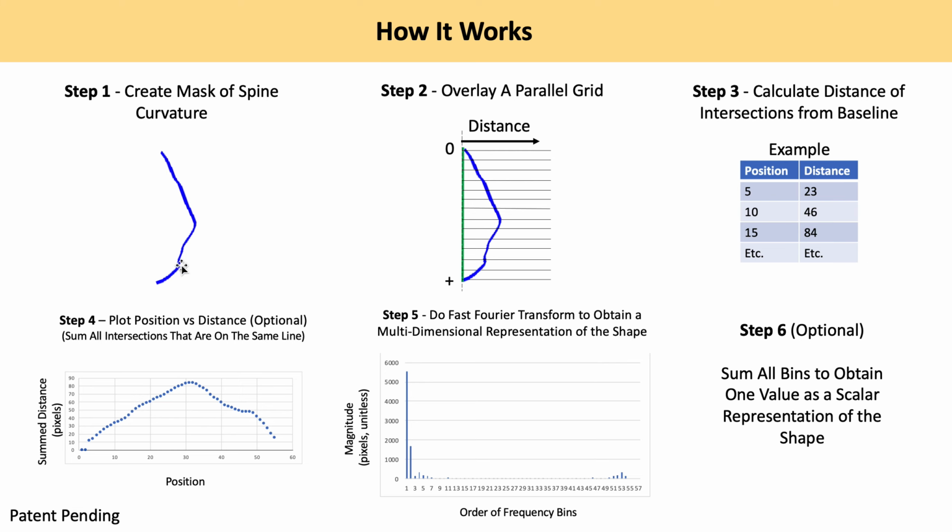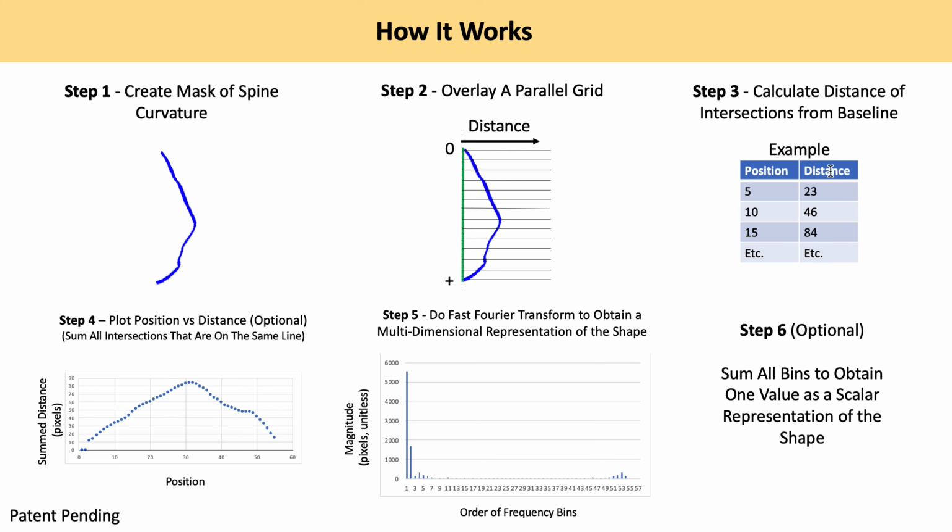And once you've outlined it by hand or extracted this mask from an automated image processing pipeline, you can then define the baseline, as we did here in green in step two, at which point you can apply a grid system. In this case, I applied the parallel grid system onto the shape. And this allows you to calculate the distance of every intersection between a grid line and the blue line, relative to the baseline.